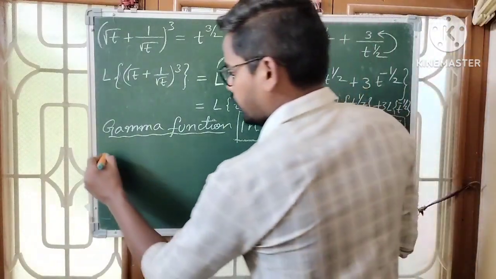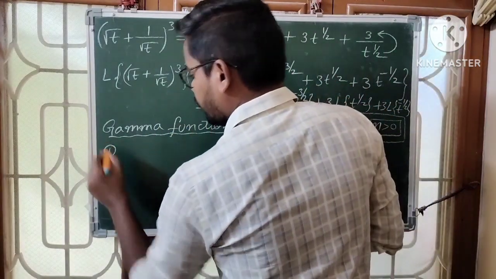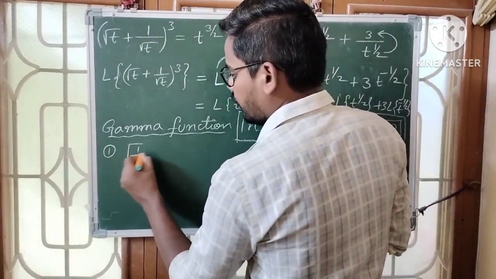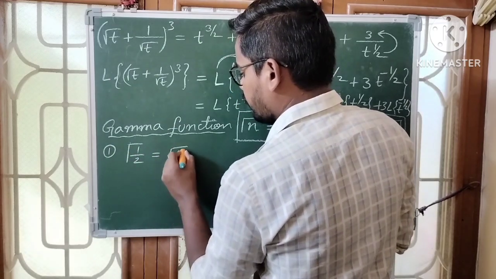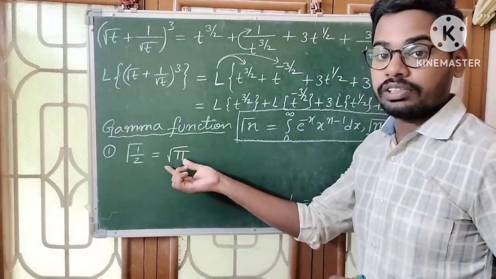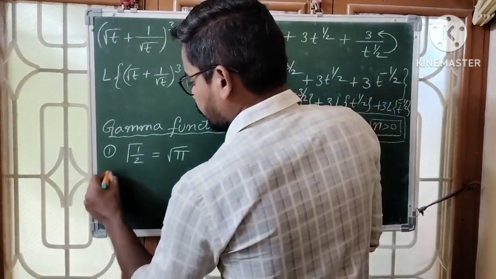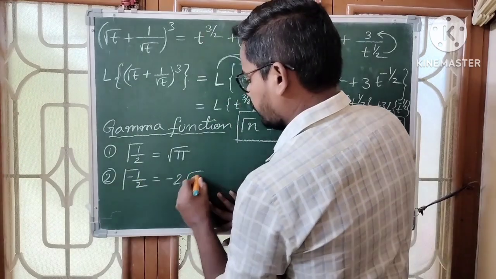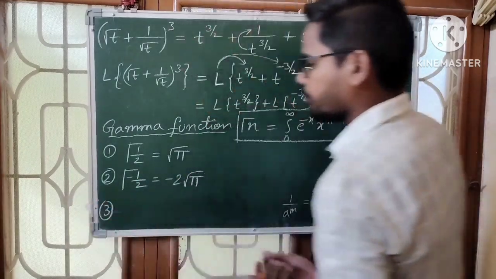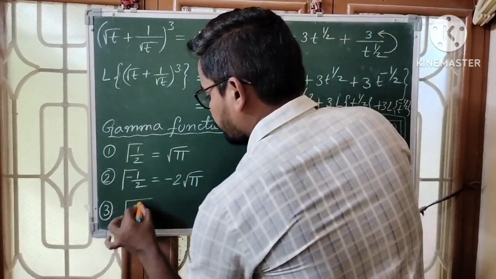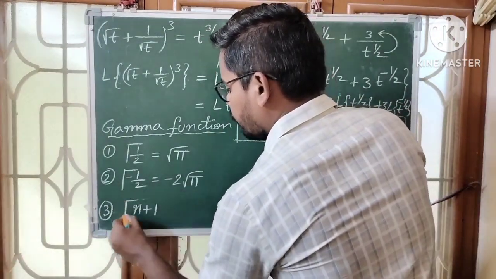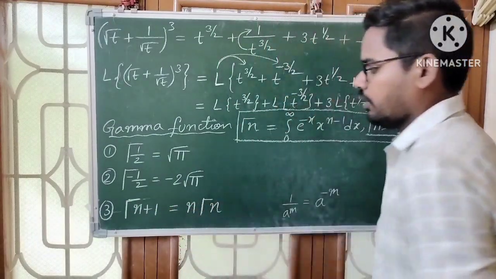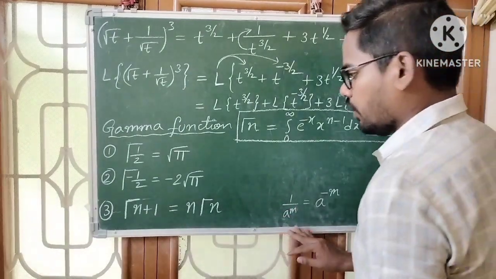The properties are important. I am going to use 3 properties. First property: gamma of 1 by 2 is equal to root pi. These are standard values of the gamma function. Next, gamma of minus 1 by 2 is equal to minus 2 root pi. And one more property: gamma of n plus 1 is equal to n gamma n.